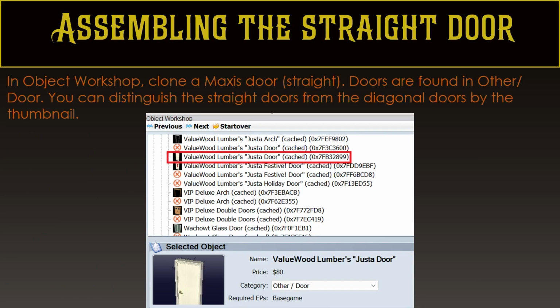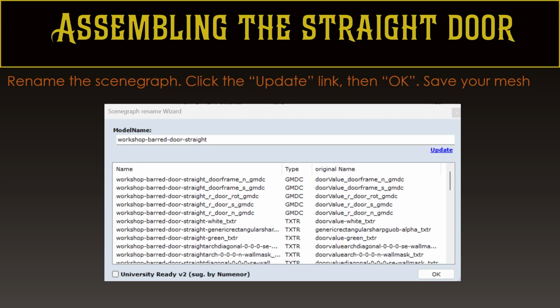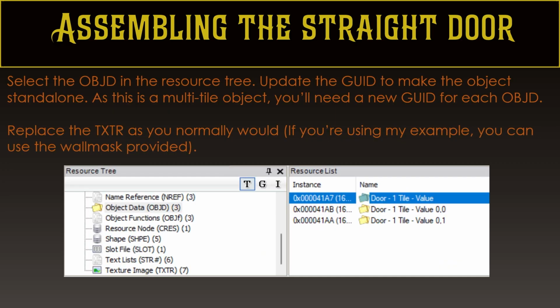How do we finish building our doors? In Object Workshop, we clone a Maxis door straight. We know that it's straight because this is the one with the thumbnail. We click Next. We clone the object. We rename the object in Scene Graph Workshop Wizard. We click Update. We click OK, and we save it just as we normally would. Then we go to our OBJD. For each OBJD, we need to assign it a new GID. We replace the TXTR as we normally would.